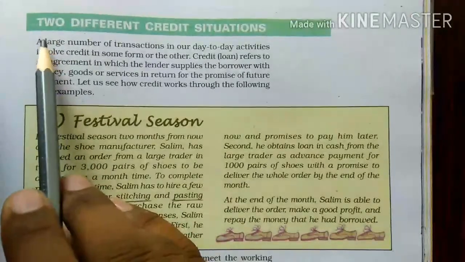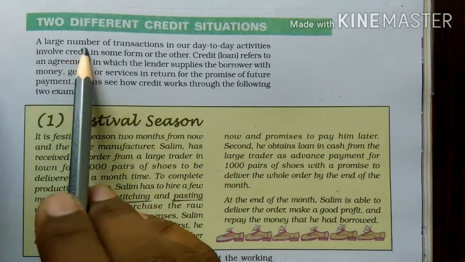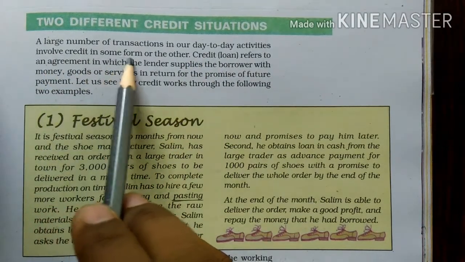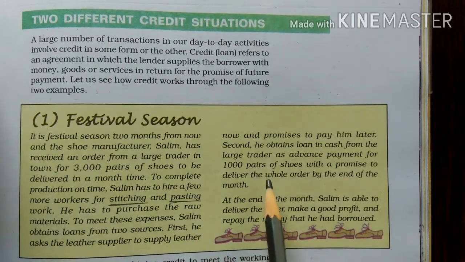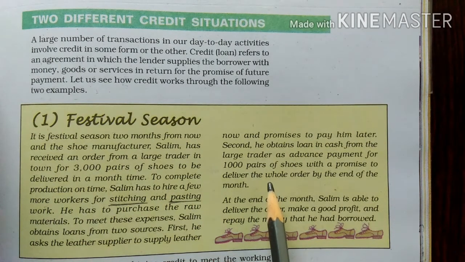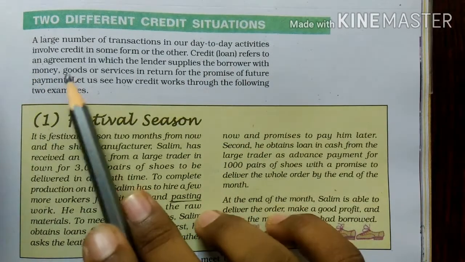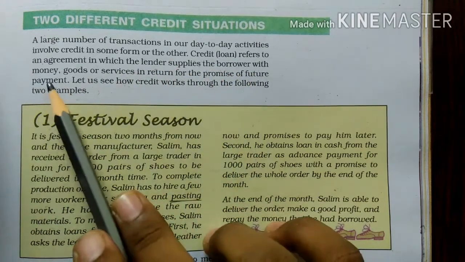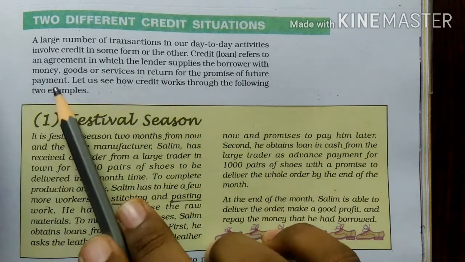Now the next point is two different credit situations. A large number of transactions in our day-to-day activities involve credit in some form or the other. Credit means loan. It refers to an agreement in which the lender supplies the borrower with money, goods, or services in return for the promise of a future payment.